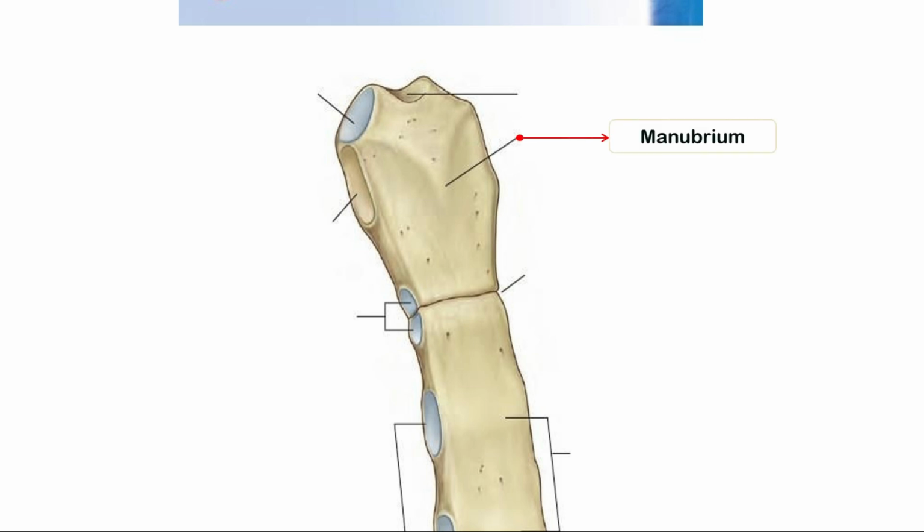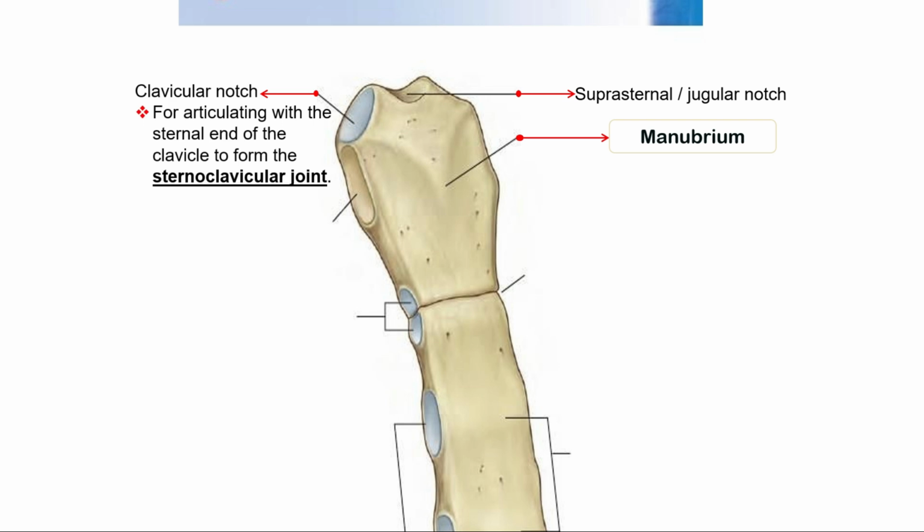First, the manubrium. Superiorly, it presents a notch which we call the suprasternal or jugular notch. And this makes sense because supra means superior and sternal for sternum. So it is a suprasternal notch to mean it is a notch that is at the superior end of the sternum. Because the manubrium articulates with the clavicle, it presents a clavicular notch for articulating with the sternal end of the clavicle to form what is known as the sternoclavicular joint.